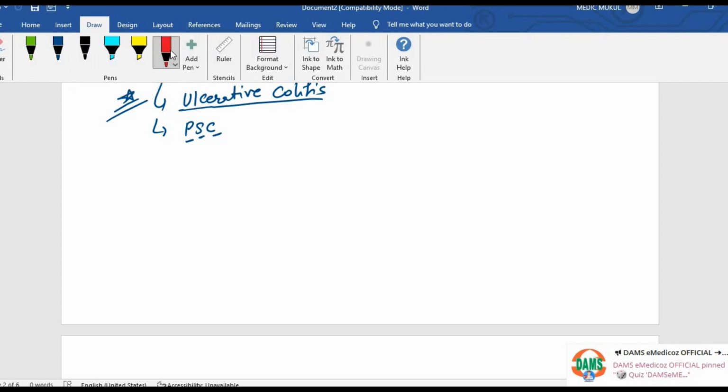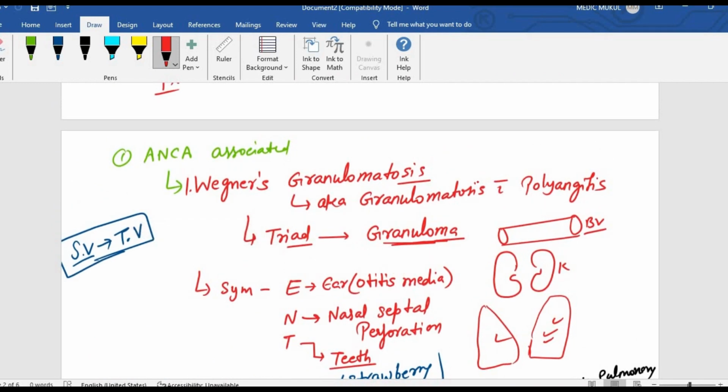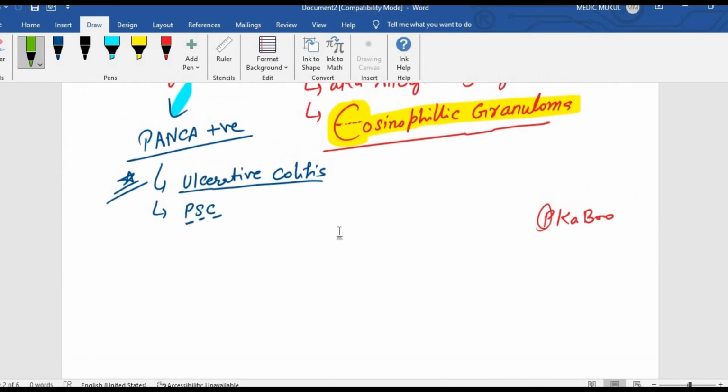The next, let's talk about PKB, Paan Khata Bachcha. You can remember PKB. So for P, what is the full form? Anti-neutrophil cytoplasmic antibody. I will write it here. Okay. P-ANCA, the perinuclear. Okay, that is what.